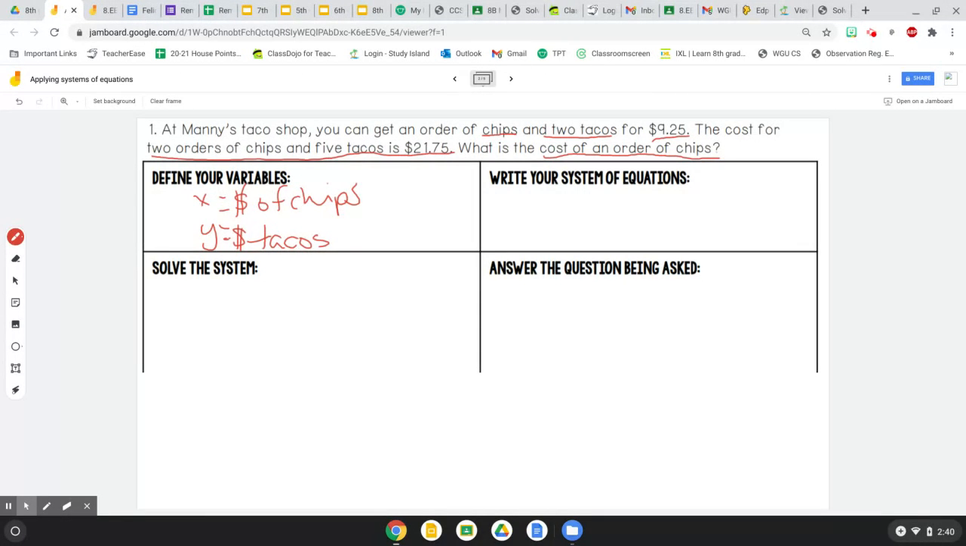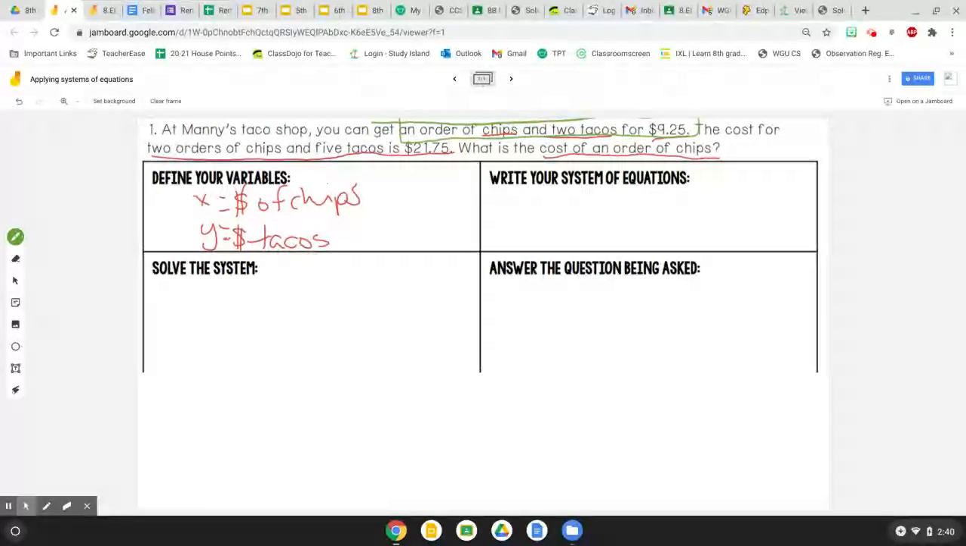Well, that's like one situation, right? That's one order, an example of an order. And then it gives us a second order, right? But again, we still don't know the cost of chips and cost of tacos. So the first equation is going to be this first order, okay?